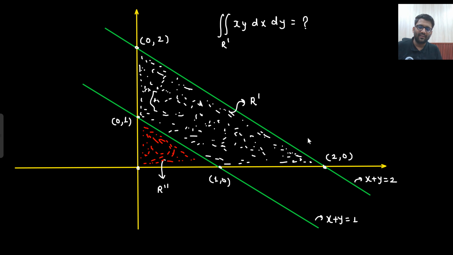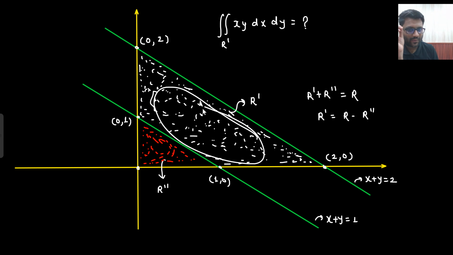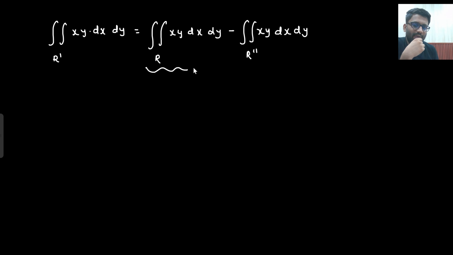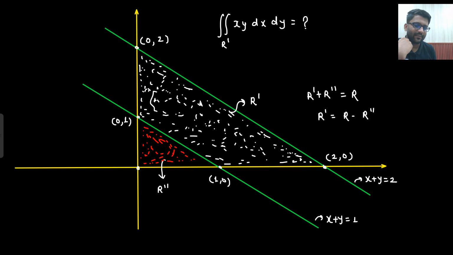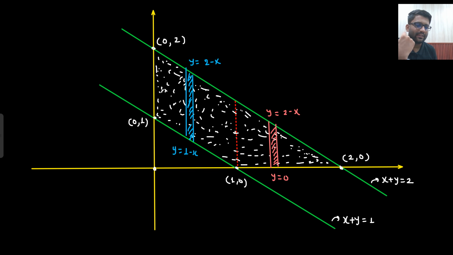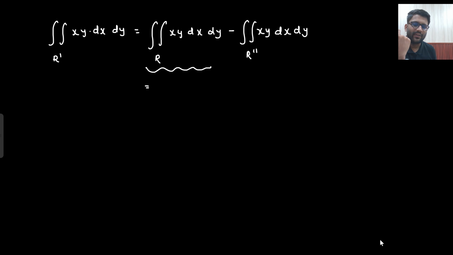Basically, you can see that R dash plus R double dash is making the region R. So what you need to find is R dash. That means you can do R minus R double dash. Although I need to calculate this particular integration, I will calculate the integration in the other region and then subtract it from something I already know. I already know the value of this one. What is that? This is 2 by 3.